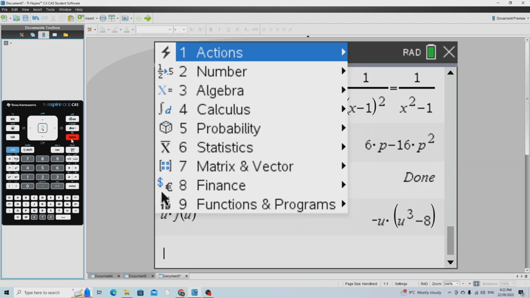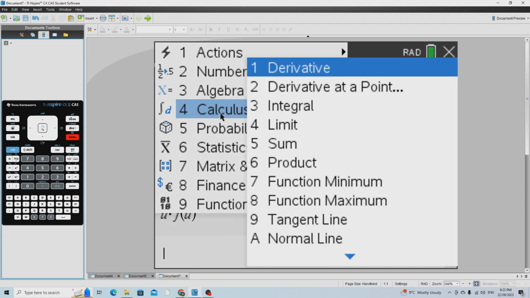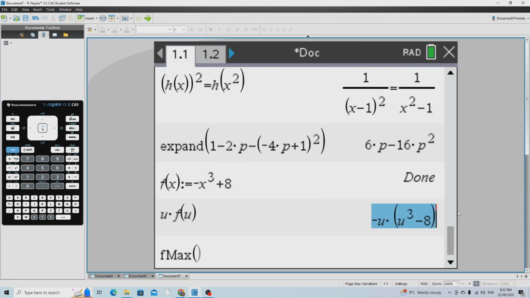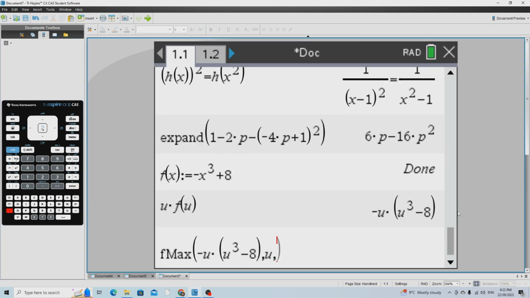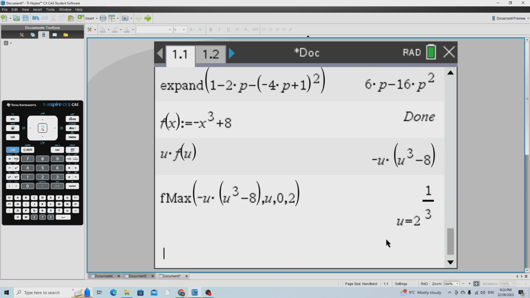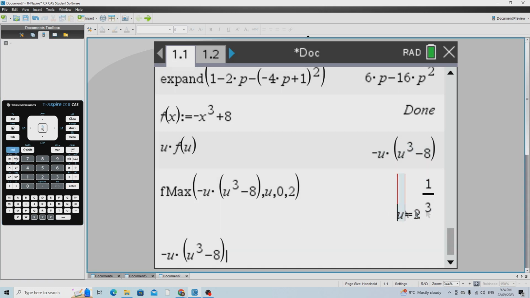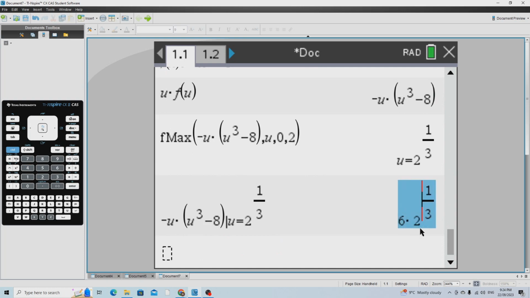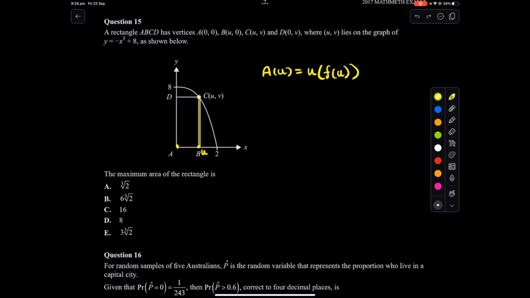So I'm going to go on menu, go to calculus, maximum of this over here, comma U, given that U must be between 0 and 2. Enter, and we get this. We want the maximum area, so we bring this value back and shove it into this equation, and this is our maximum area, which is 6 root 3 root 2. So choose B as your answer.